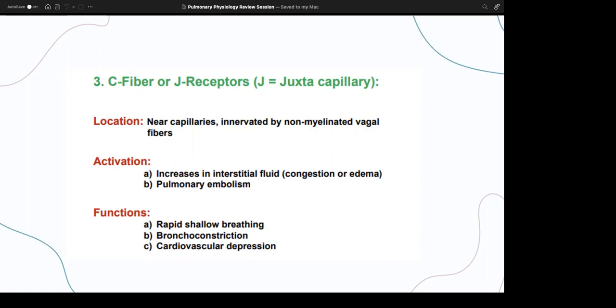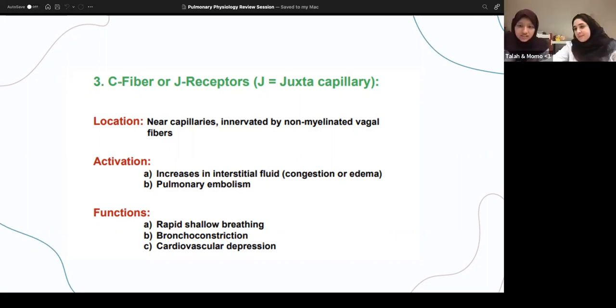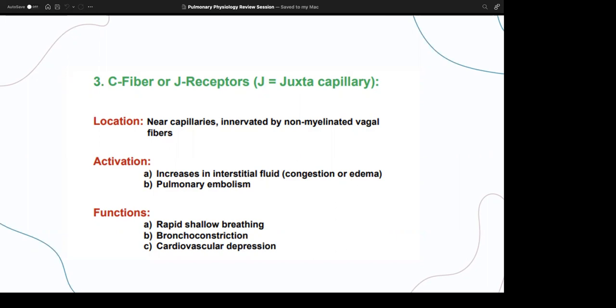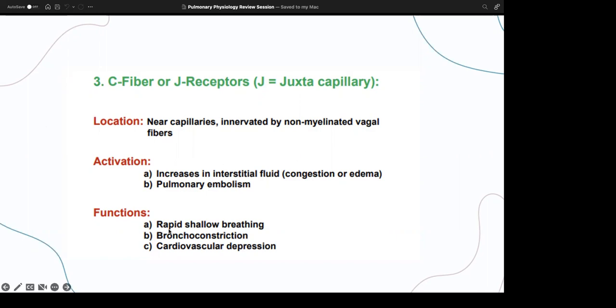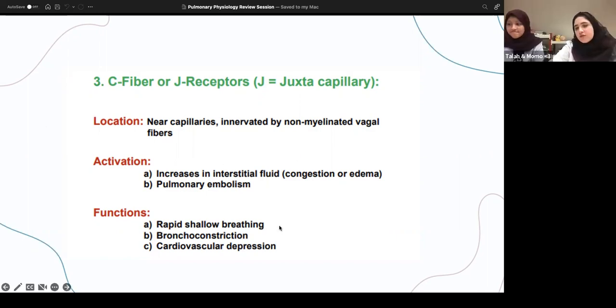Can I ask you guys a question? Will this receptor lead to hypoventilation or hyperventilation? It causes rapid shallow breathing. Yes, because of the rapid shallow breathing, it's going to be hyperventilation.